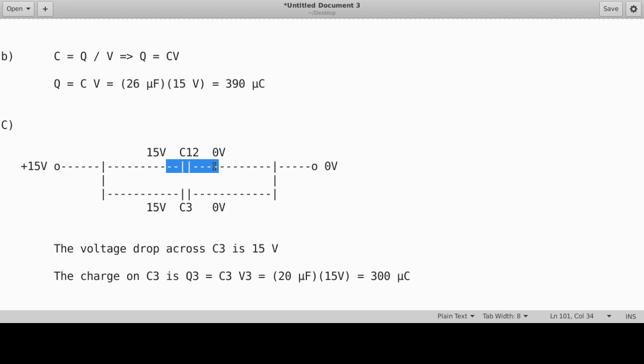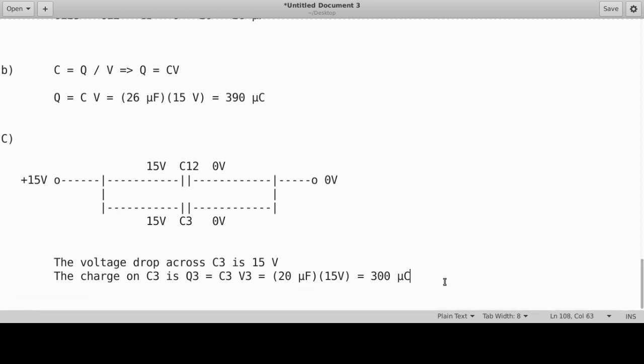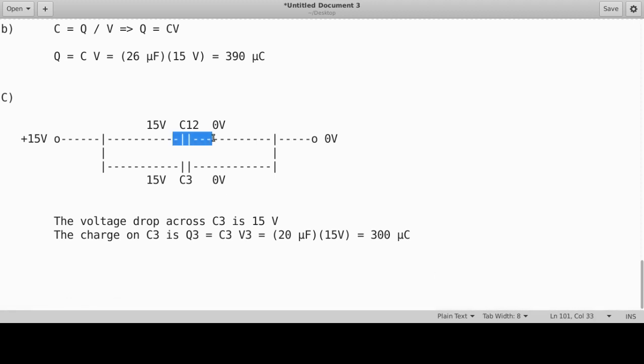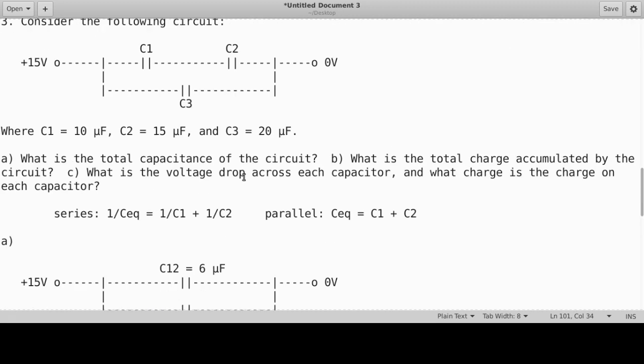So great, we've done just C3. Now, the next step is to look at C12. Before we do that, let's recognize that there's a charge on C12. And whatever that charge is on C12, it's effectively the charge on C1 and the charge on C2.